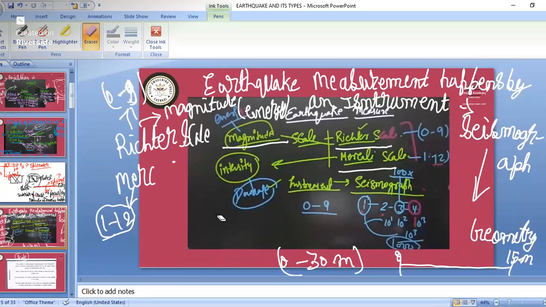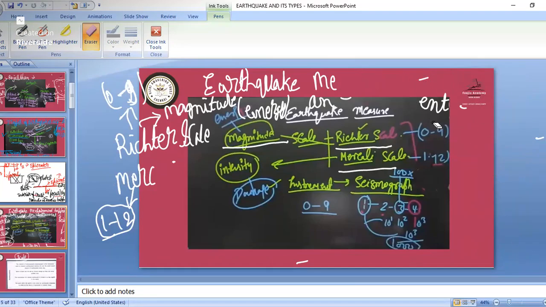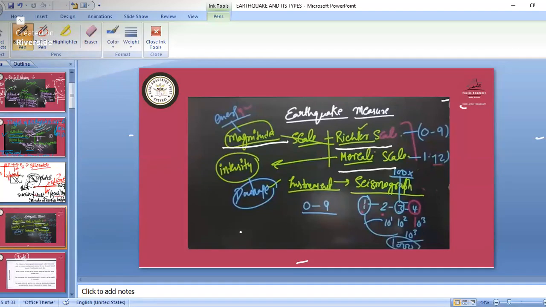See here how it is being measured. That also we'll see. We all know that 10 to the power 0, how much will we get? We'll get 1. Now on this, 0 to 9 will be measured on the Richter scale, and on the Mercalli scale we'll be seeing 1 to 12.